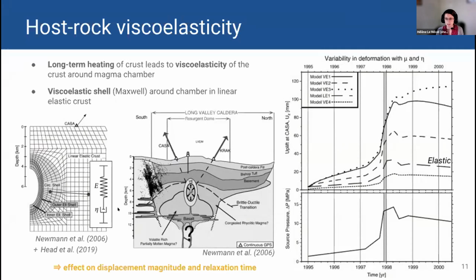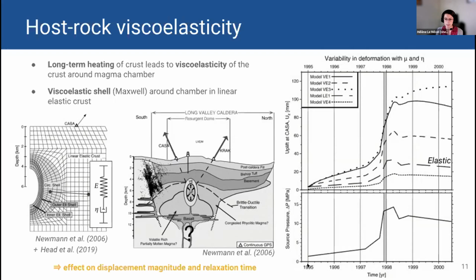So some models were developed that include a region around the chamber with a viscoelastic rheology, also called a viscoelastic shell. So it means in addition to the recoverable strain following the application of stress, there is a permanent and time-dependent strain. So here's an example of a 2D FEM model to simulate deformation observed at Long Valley caldera during non-eruptive unrest from Newman and others.